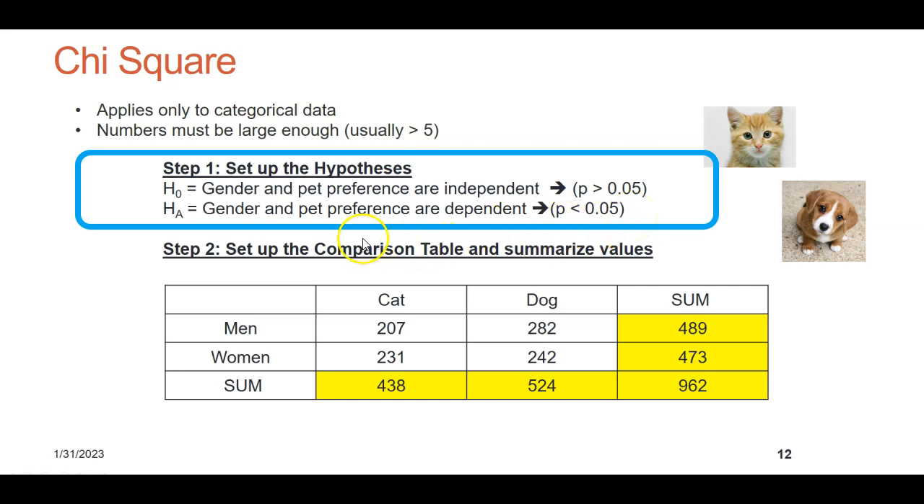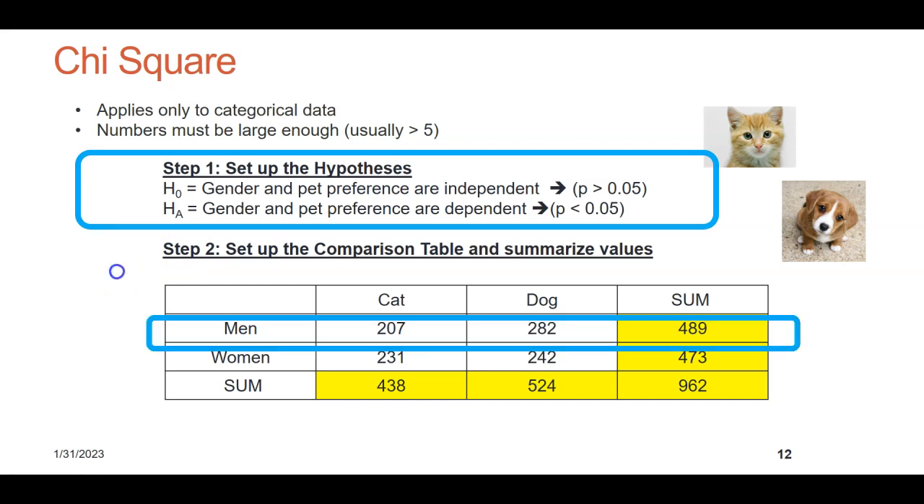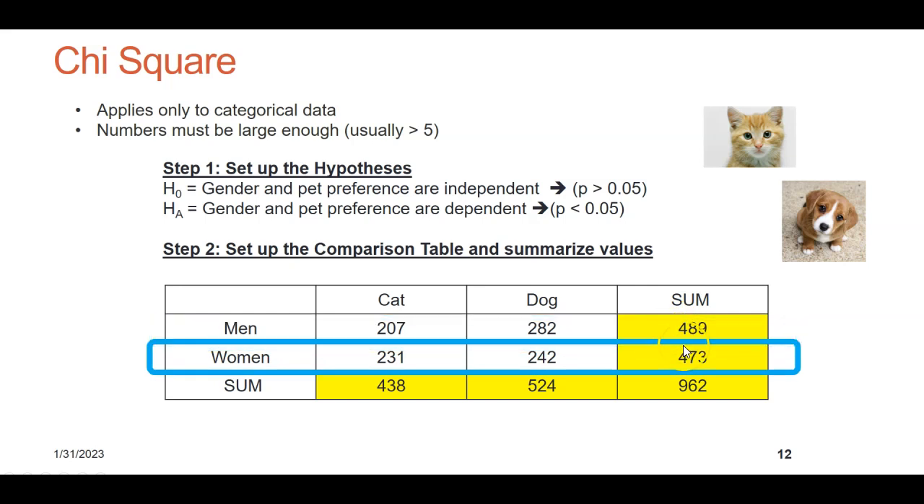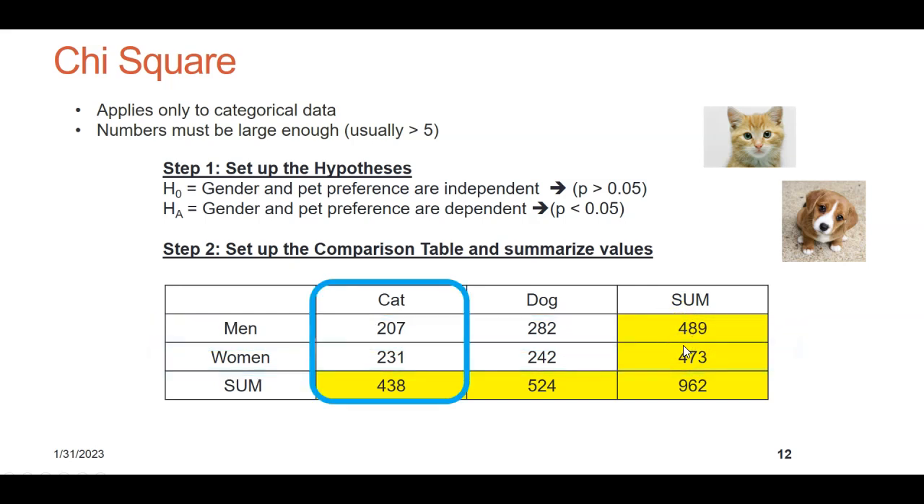All right, so for step 2, we're going to set up a comparison table, and we're summarizing our values. So note that the sum column holds the additions within each row, and the sum column here holds the additions within each column. And we also calculate the sum of sums.